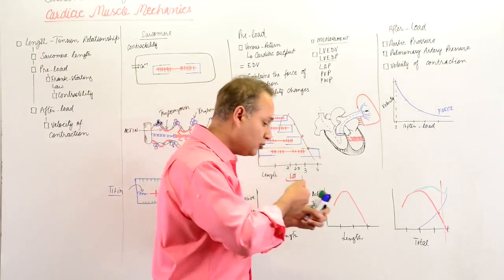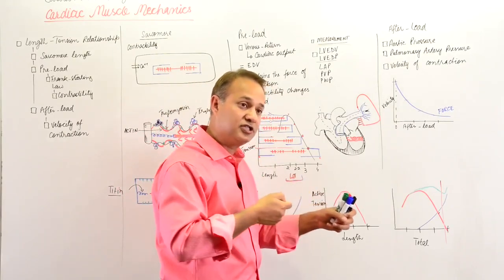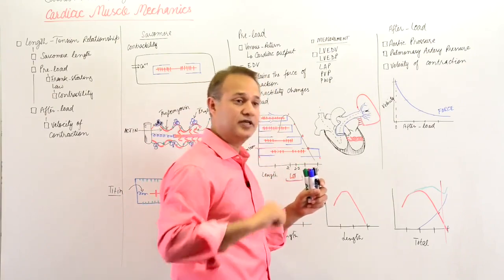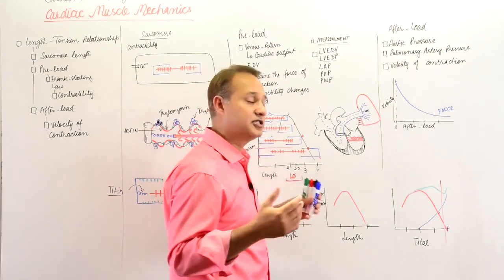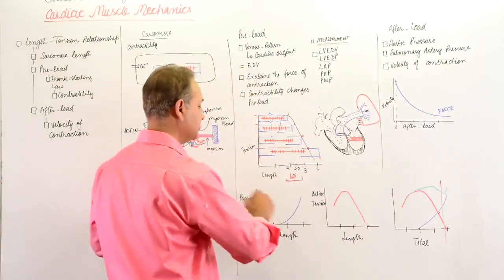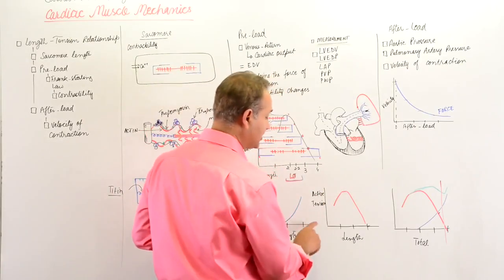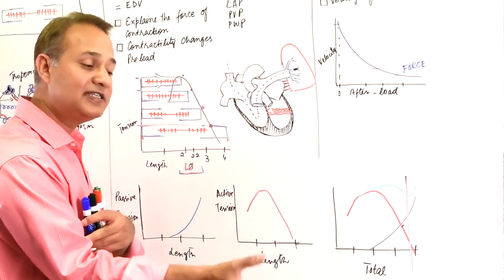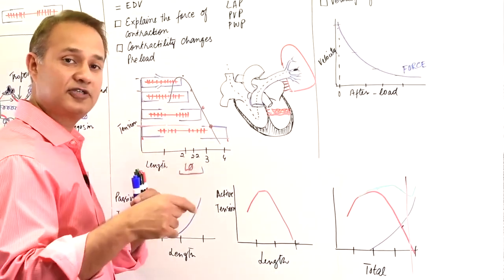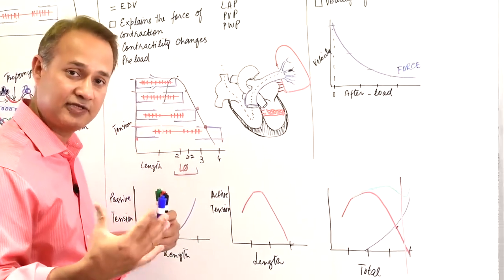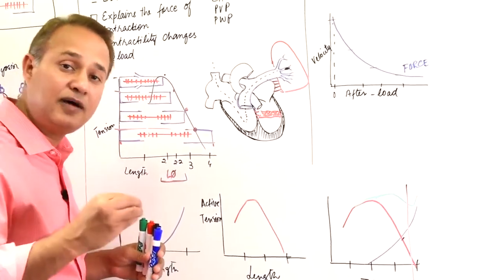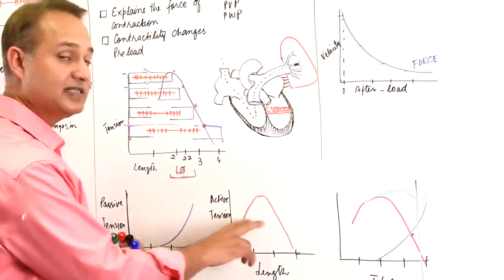Titin, when you stretch the sarcomere, starts bringing the actin and myosin close together. So that is the new research, that titin actually helps produce the passive tension. How about the active tension? Active tension is when a muscle is actually moving, when it is actually contracting, then the force of contraction that is produced in there is called the active tension. This force of contraction is actually going to be a sum of passive plus active tension.